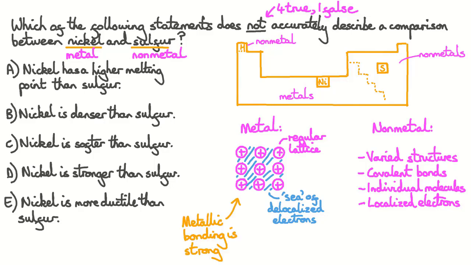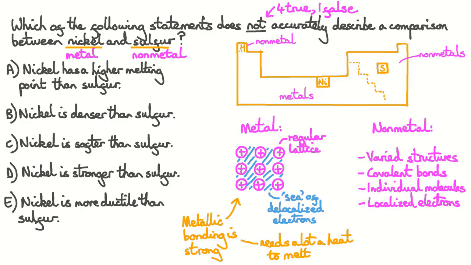The attraction between our positively charged nuclei and our negatively charged sea of electrons in a metal makes metallic bonding very strong. Because this structure is so strong, if we want to melt it, for example, we need an awful lot of energy. Because metals need a lot of heat to melt them, they have high melting points.